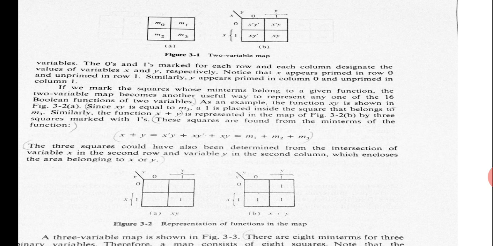So that is the reason why they said that the function x plus y is represented in the map of figure 3.2b by 3 squares marked with 1s. These squares are found from the minterms of the function. They will give one function. You have to find the minterms of that function, and design one table out of which you have to select the cells, and based on those cells you have to mark 1. Then only you can get the ultimate idea of this concept.